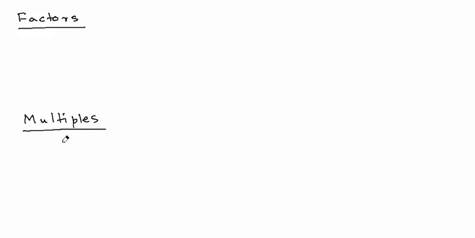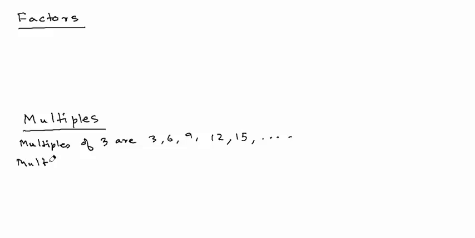The multiples of a number are basically the numbers that you see on its multiplication table. So just to give you some examples, the multiples of 3 are 3, 6, 9, 12, 15, and so on. There's no end to the list of the multiples of a number. The multiples of 10 are 10, 20, 30, 40, 50, 60, and so on.